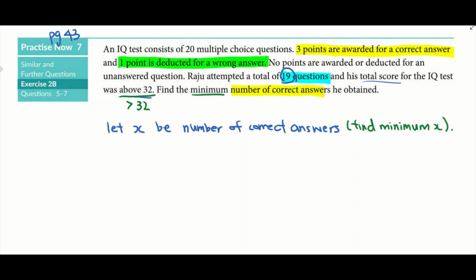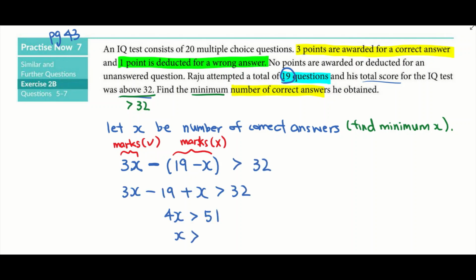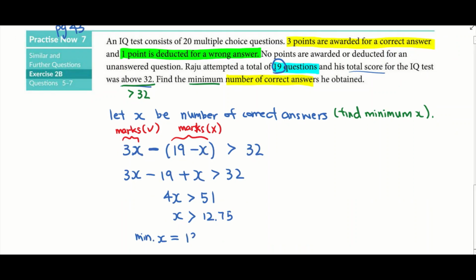Okay, now let's try to form the inequality. As we form the inequality, we will find the number of marks he gets from correct answers, 3x, minus the marks that he got wrong, 19 minus x. And this should be above 32. X is more than 12 3/4 or 12.75. Both are acceptable. Then you can find minimum. Answer is 13. He should get at least 13 correct answers.